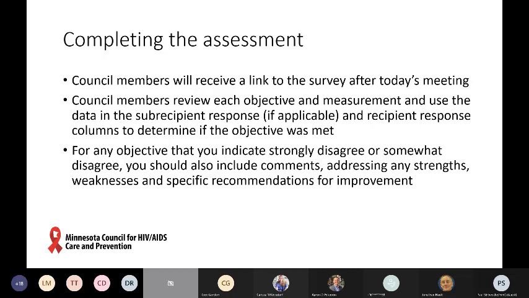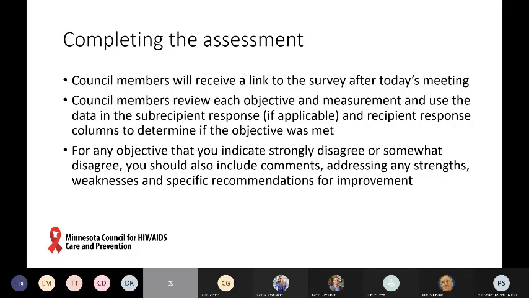So how are we going to do this? We're going to send you a link after today's council meeting. It's going to come from Richard. It will include some of this information that we've gone through today, as well as the link. You're going to look through each objective and measurement and decide whether or not you would agree that it was met or not met. And then also including comments.